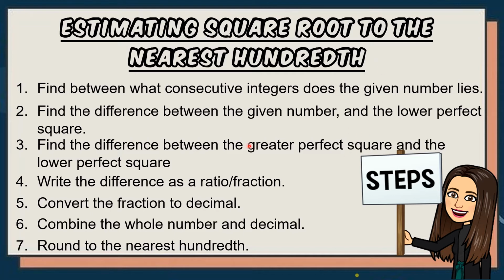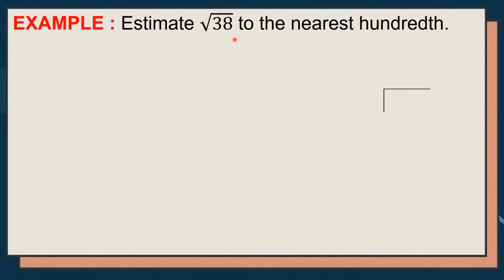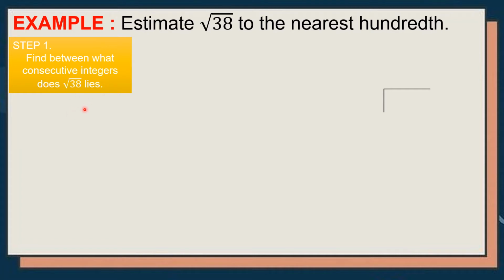So we will apply these steps on an example. Let us estimate the square root of 38 to the nearest hundredth. Our step number 1 is to find between what consecutive integers the square root of 38 lies. In getting these two consecutive integers, we have to think of two consecutive perfect squares, one lesser than 38 and one greater than 38. So what are these two consecutive perfect squares? We can have here 36 and 49.